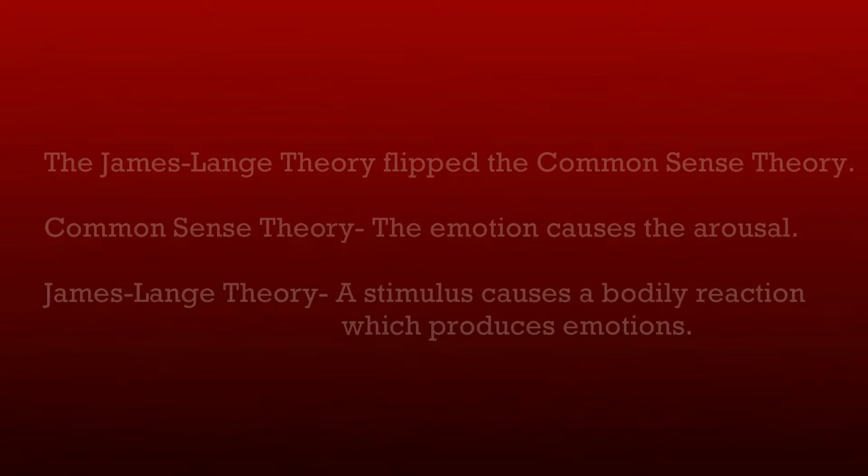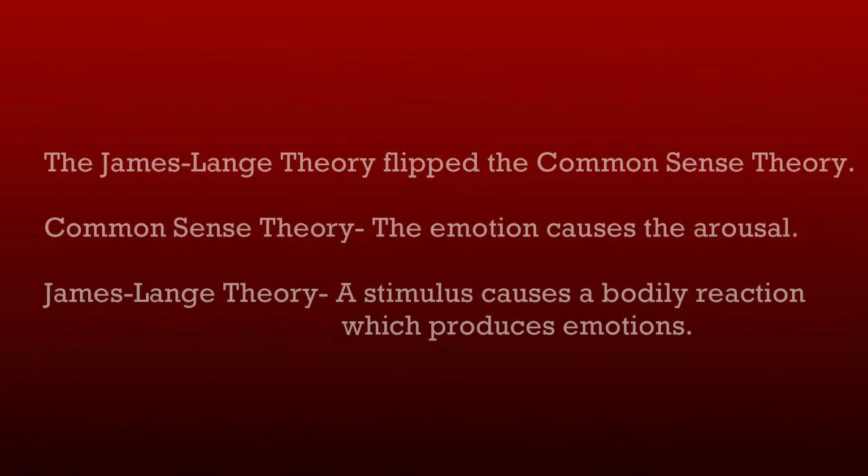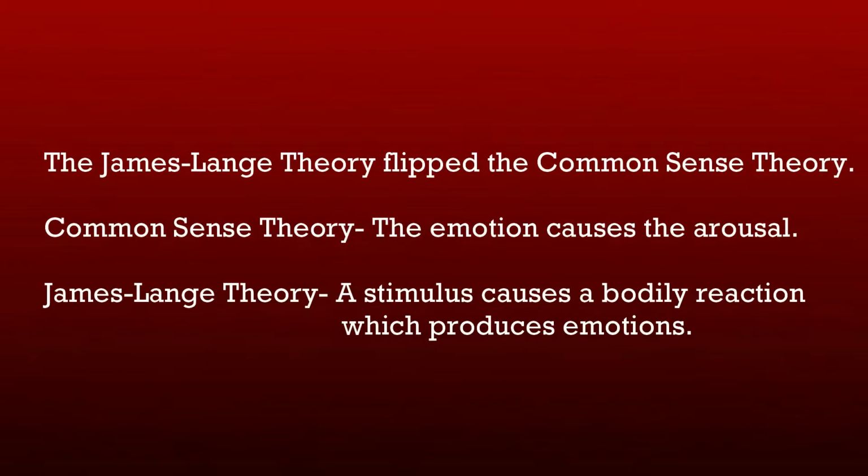Common sense holds that first we feel an emotion, which then changes our heart rate and prompts other responses. So in the common sense view, when you encounter a frightening situation, first you might feel fear, and then after that you tend to run away or your heart rate increases. In contrast, according to the James-Lange theory, the autonomic arousal and skeletal actions come first. The James-Lange theory flipped the common sense theory. In common sense theory, the emotion causes the arousal, while in James-Lange theory, a stimulus causes a bodily reaction which produces emotions.